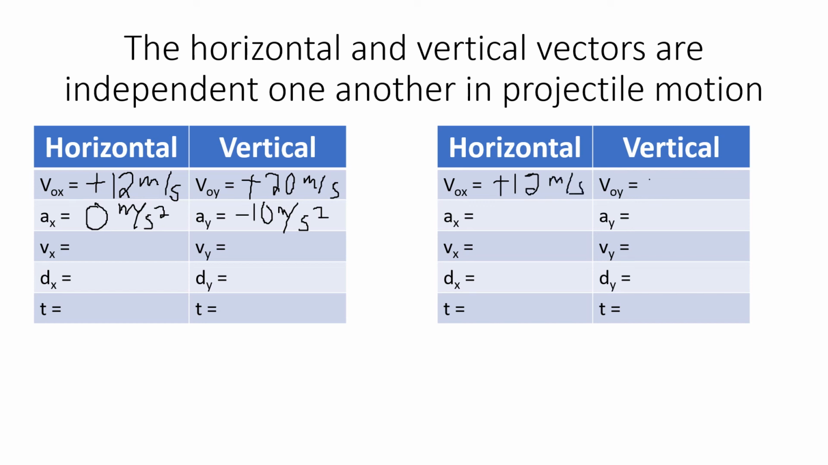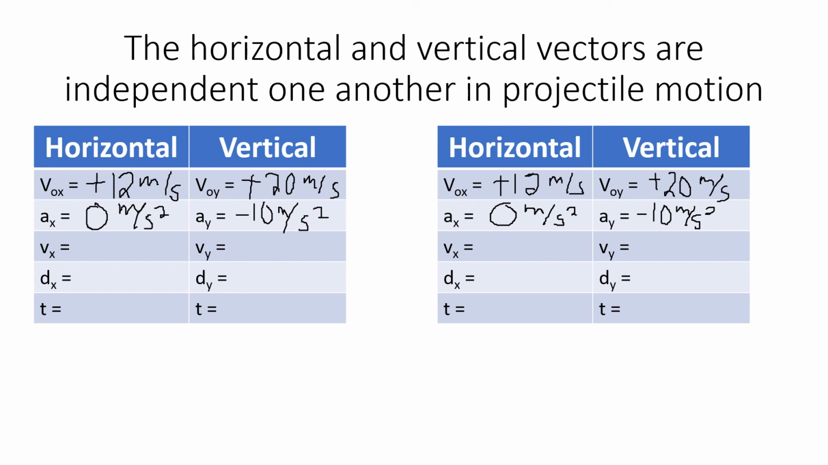Once you know the V0x, the V0y, they never change. They are constant once you know them. Every problem might have a different set of them, but they are constant. But every projectile motion problem will have an AX of 0 meters per second squared and an AY of negative 10 meters per second squared.